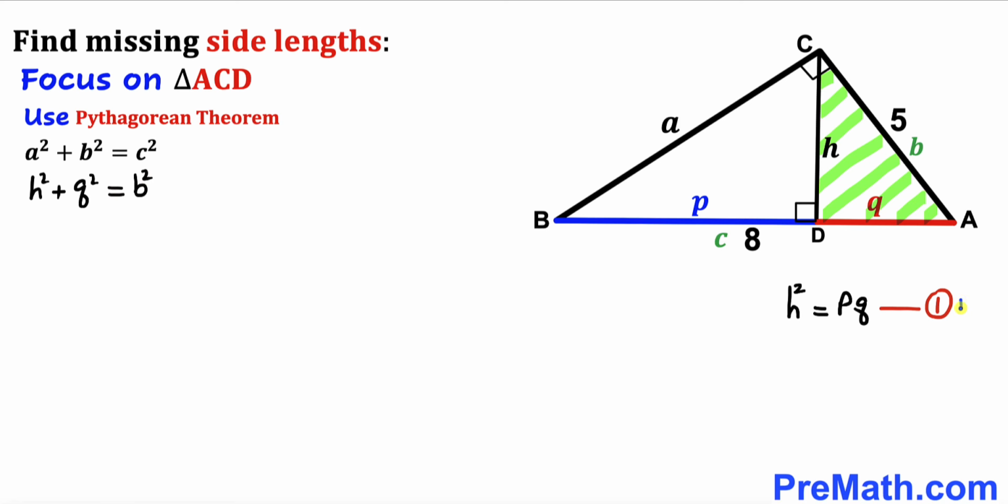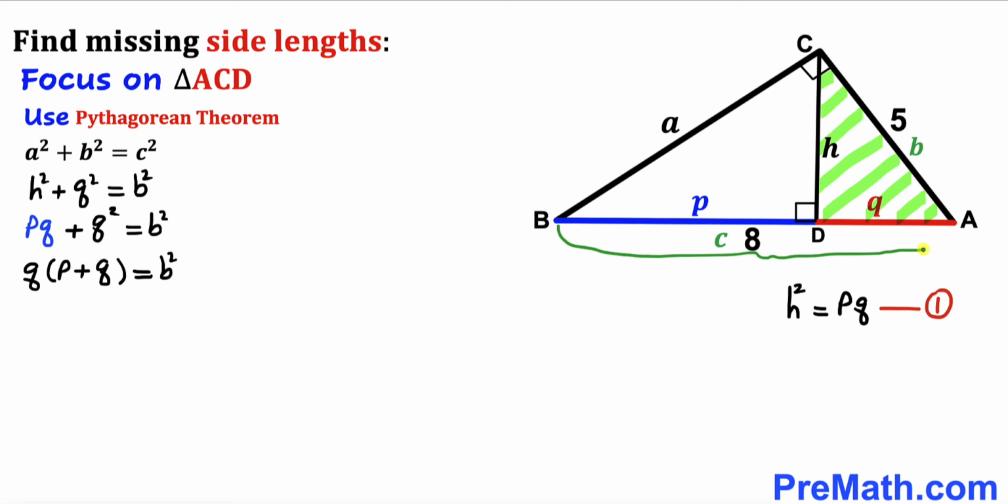Now let's focus on equation 1. We know our h squared value is p times q. So I'm going to replace this h squared by p times q. As you can see in this next step, I have replaced h squared by p times q. And here we can see q is in common between these two terms, so I can write q times (p plus q) equals b squared. Now let's make an observation. We can see that this side length AB is represented by this lowercase c.